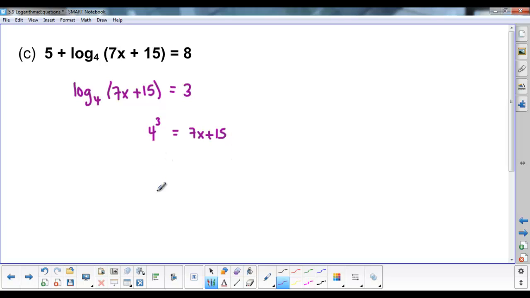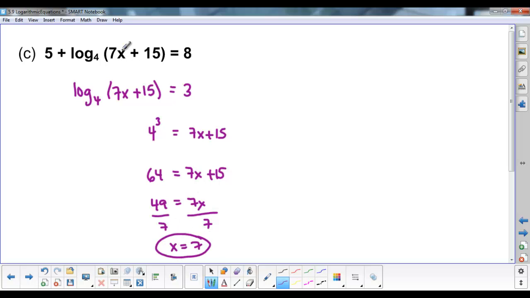So we can evaluate 4 to the power of 3 is 64 equals 7x plus 15. We are going to move the 15 to the other side, so that'll give us 49 equals 7x, and divide both sides by 7, and we finish off saying that x equals 7. And again, if we sub in 7 into our original equation, our argument is still greater than 0, so we are good.